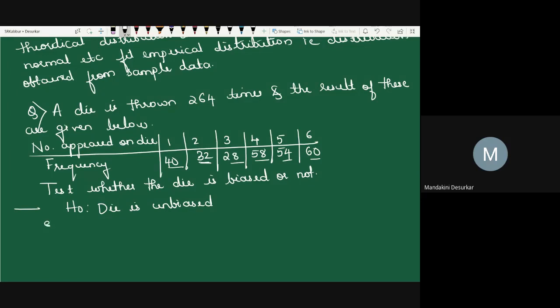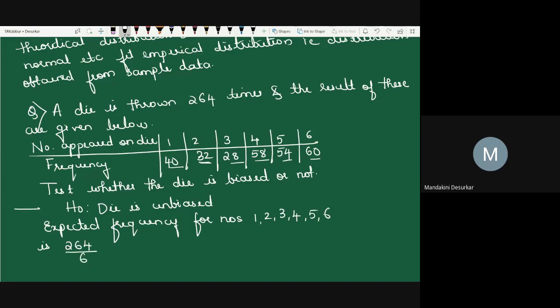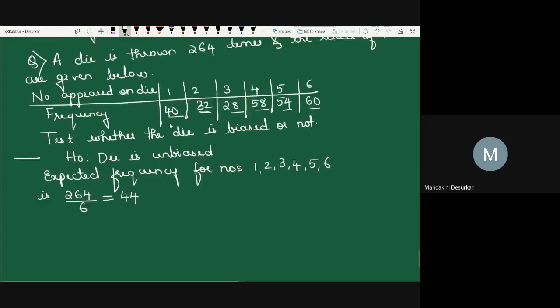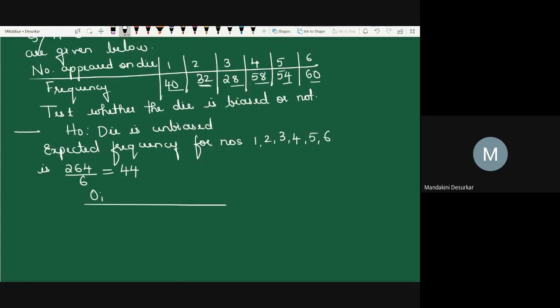Now I want to find the expected frequency. What are the numbers? 1, 2, 3, 4, 5, 6. The expected frequency for numbers 1 to 6 is 264 divided by 6, which is 44. Why have I divided? Because you are doing it for 6 numbers and it is thrown 264 times. So now I have got my observed and expected.